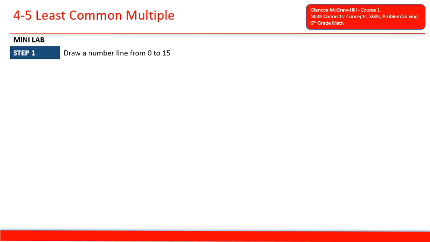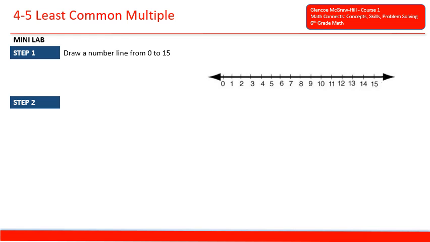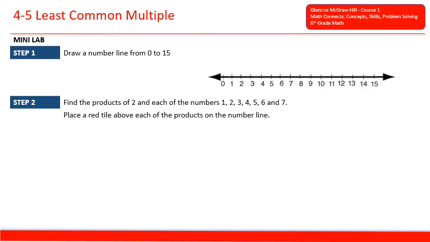Mini-Lab, step 1: draw a number line from 0 to 15. Step 2: find the products of 2 and each of the numbers 1, 2, 3, 4, 5, 6, and 7, and place a red tile above each of the products on the number line. So 2 times 1 is 2.